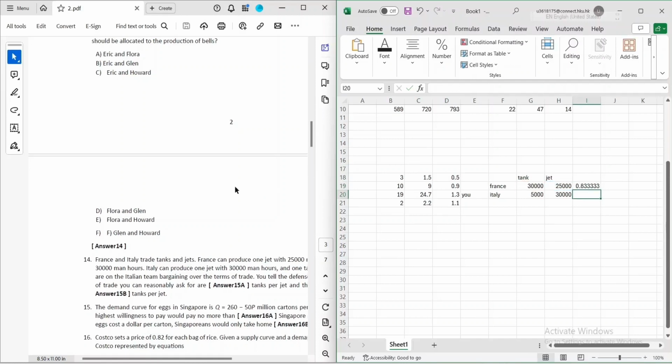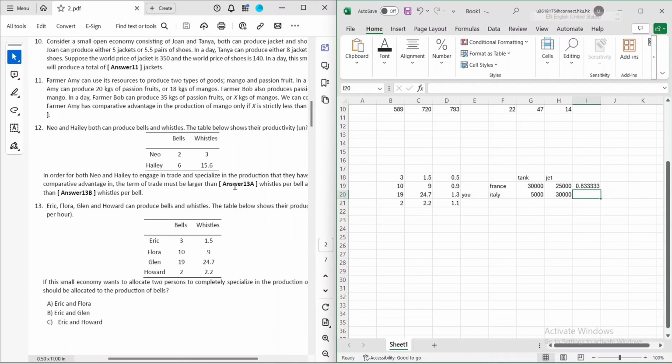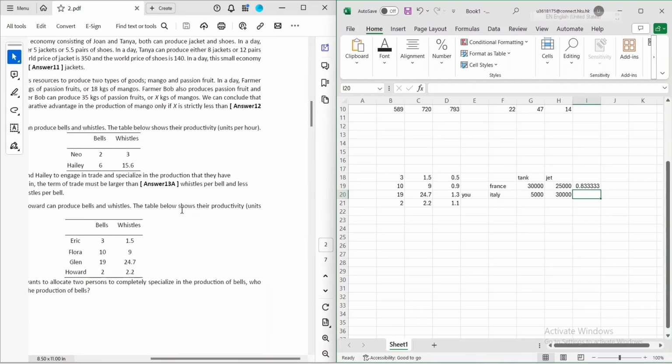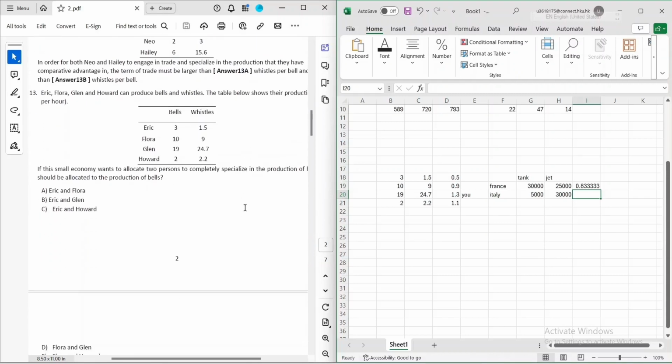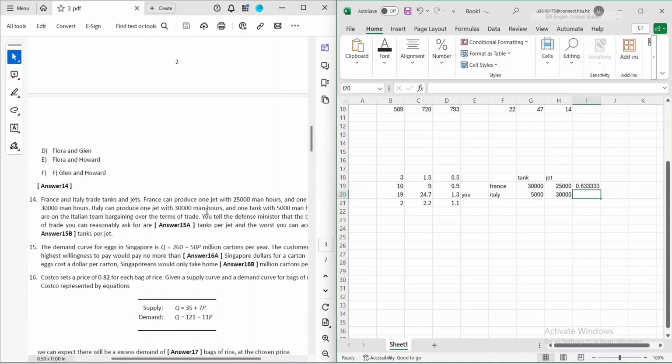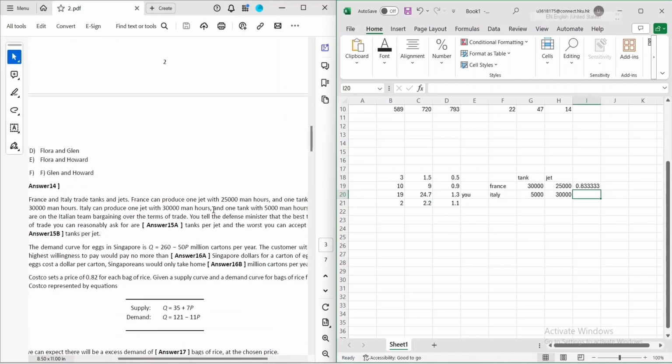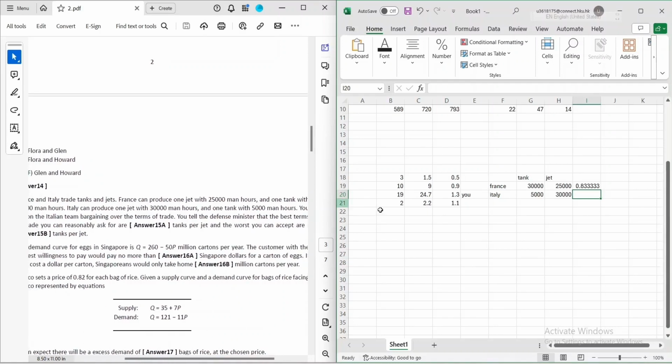Okay, because you can see the unit is different from the previous two questions. In the previous question, the unit was units per hour. Okay, but in this case, the unit is man hours. Okay, so 30,000 man hours for one jet. So you can notice the difference in units. That's why there is a difference in calculating the opportunity cost. And again, what is the opportunity cost of producing one jet for Italy? So this is simply this divided by this value. Okay, so this is the terms of trade for one jet.